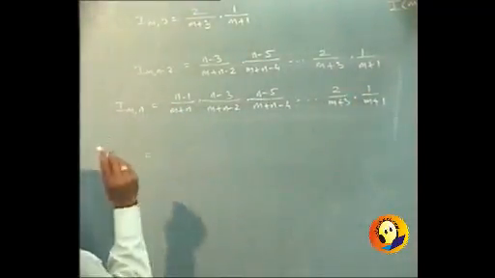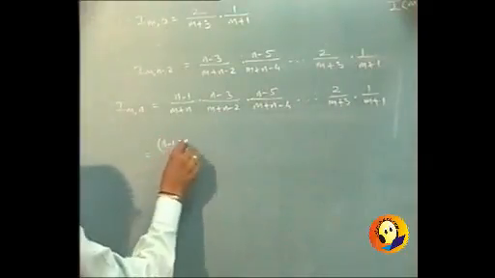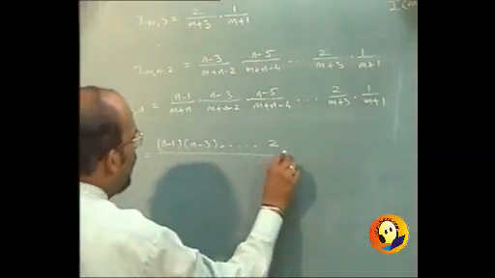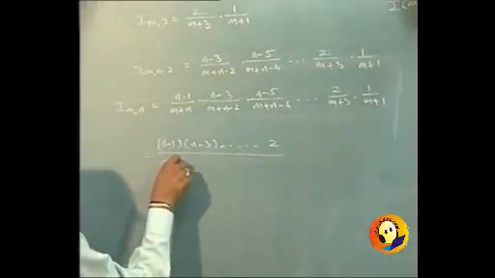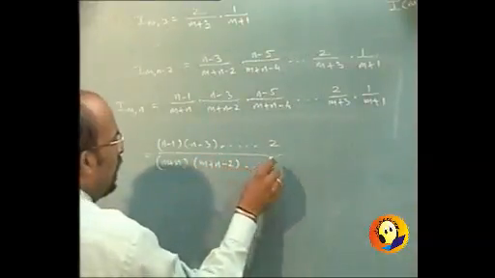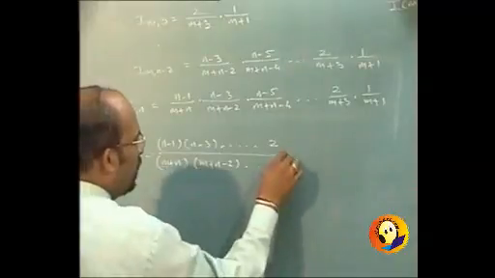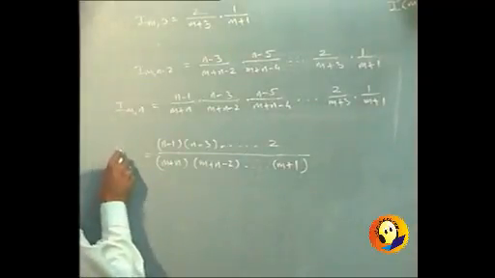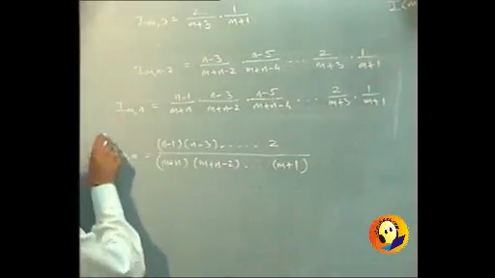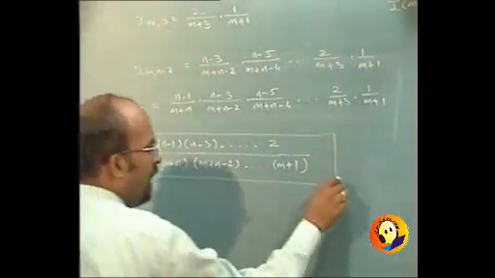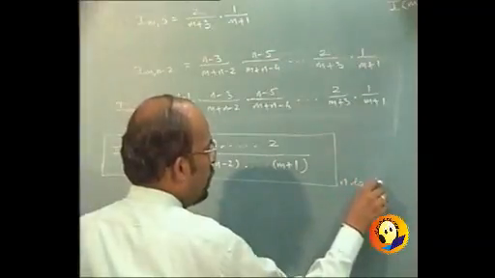So this can be written as n minus 1 into n minus 3 etc. up to 2, divided by m plus n into m plus n minus 2 etc. up to n plus 1. So this will be the result for Im,n when n is odd.